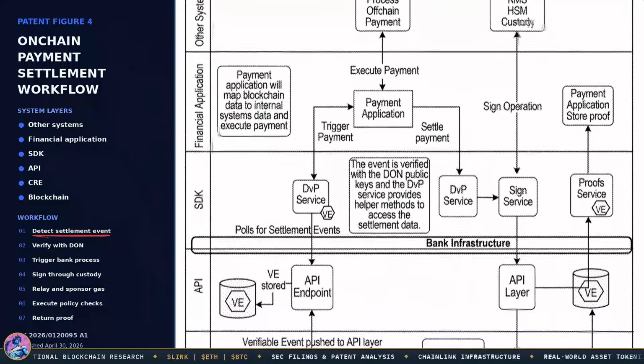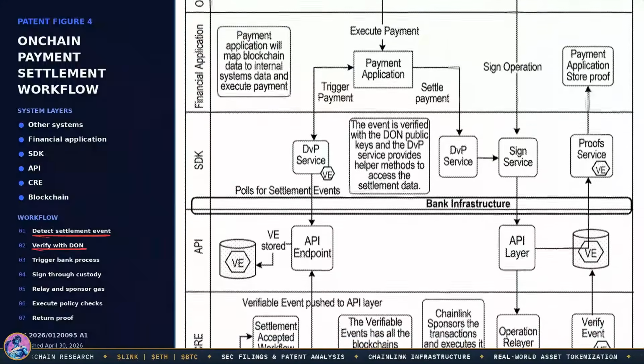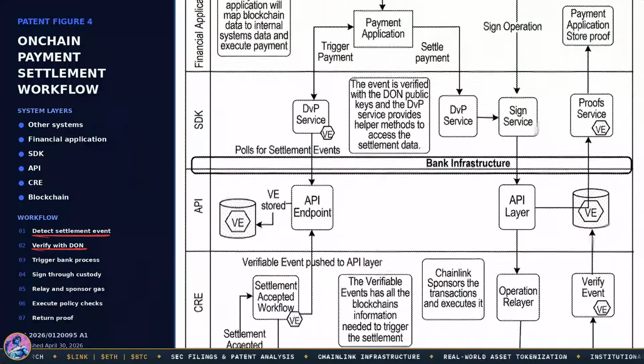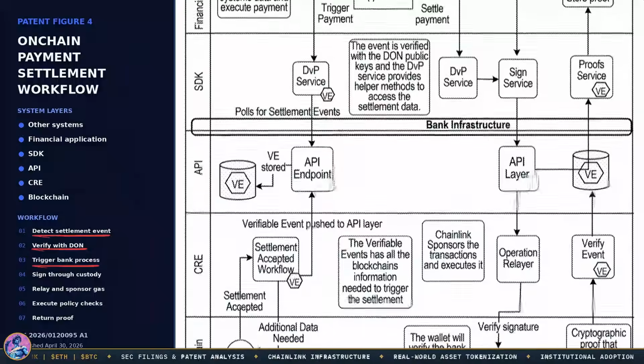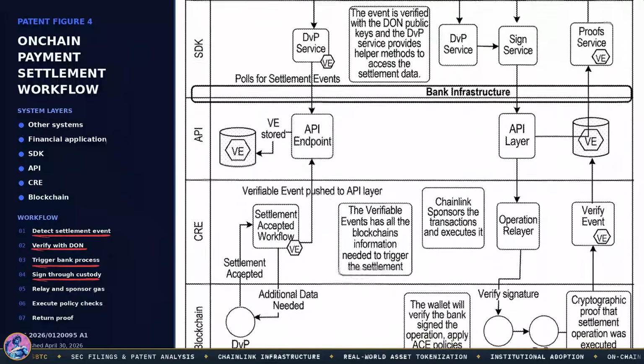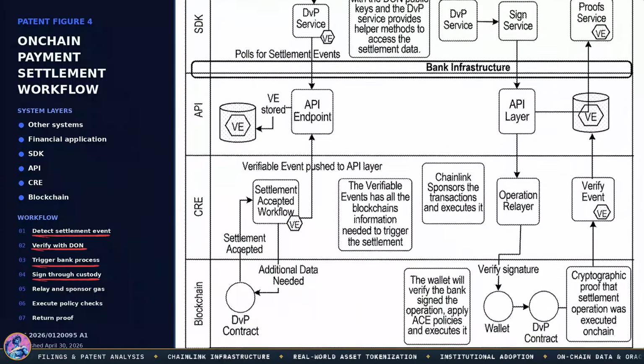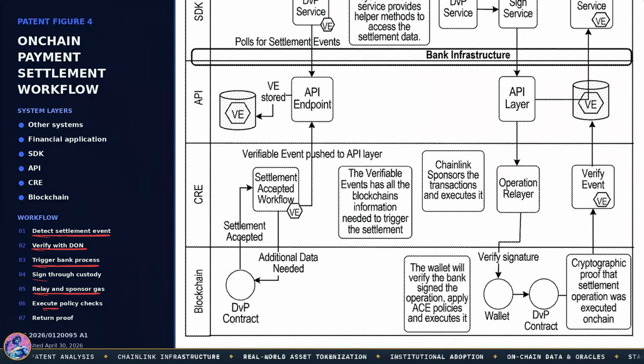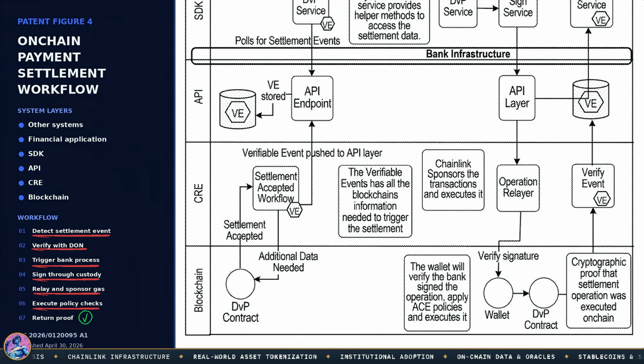Figure 4 shows what that looks like for an on-chain payment. A settlement event is detected and verified by a decentralized Oracle network. That event triggers the bank's internal payment process. The bank signs through its existing custody setup, the operation is relayed back on-chain, policy checks are applied, and cryptographic proof of settlement is returned.